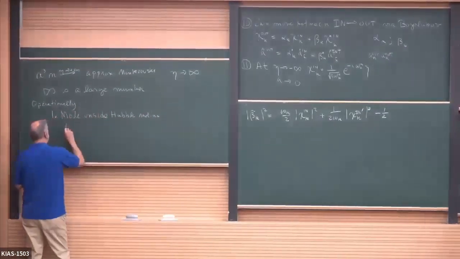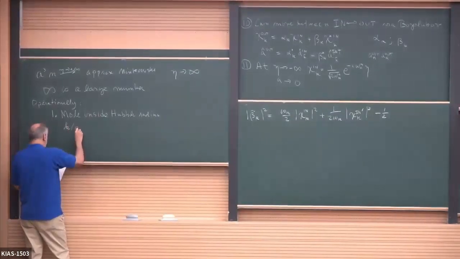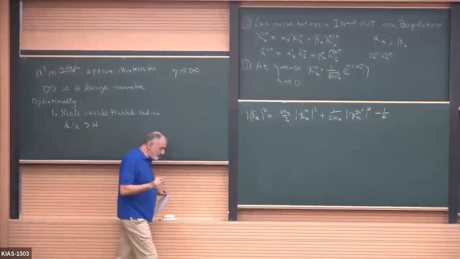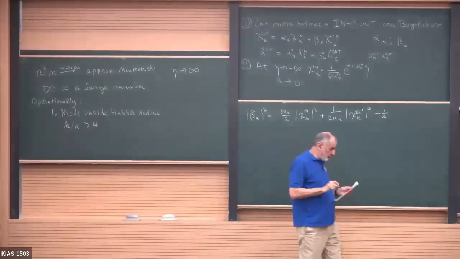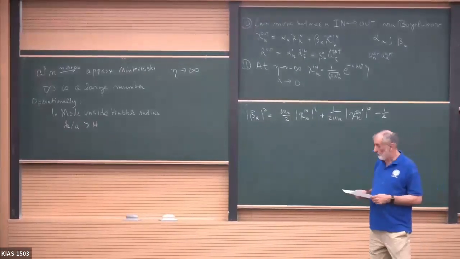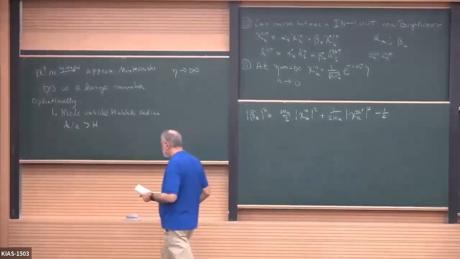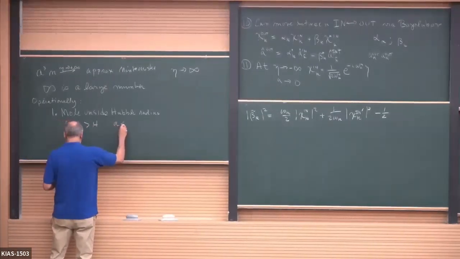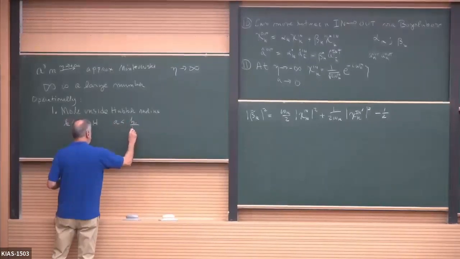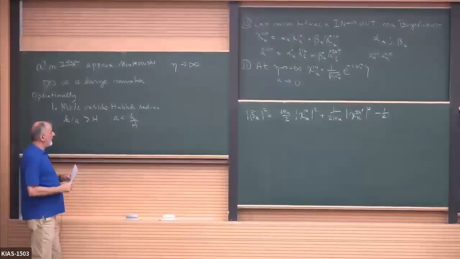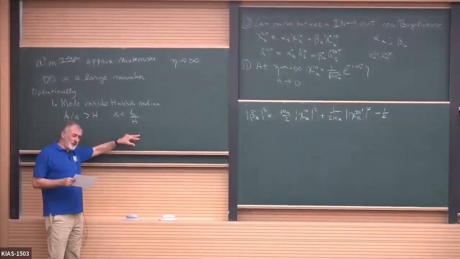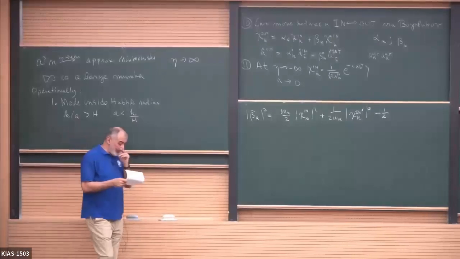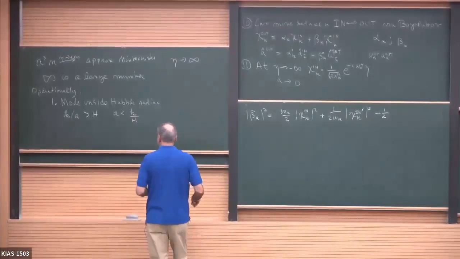In other words, k over a inside the Hubble radius is larger than H. You want the momentum of the particle to be larger than the Hubble radius, or a smaller than k over H. During a matter-dominated phase, H is proportional to 1 over a to the 3/2. So a has to be larger than some value.